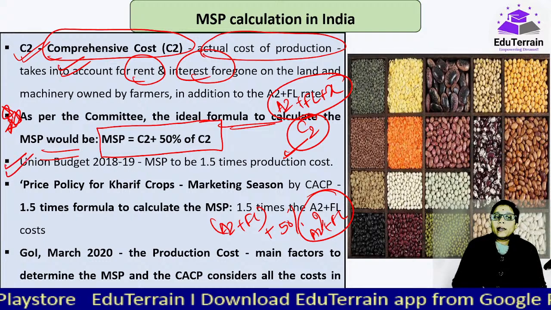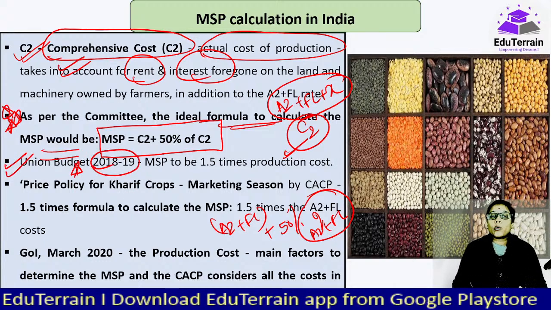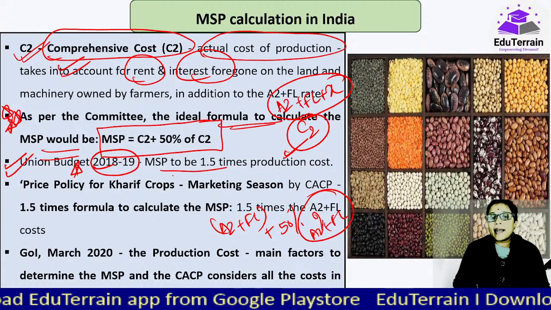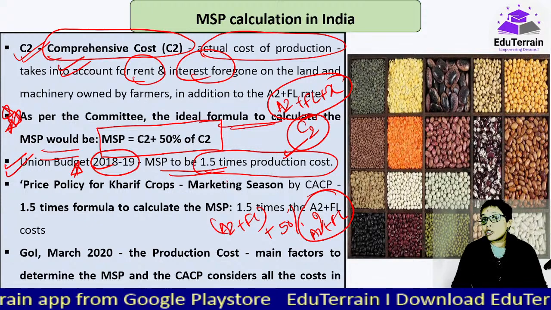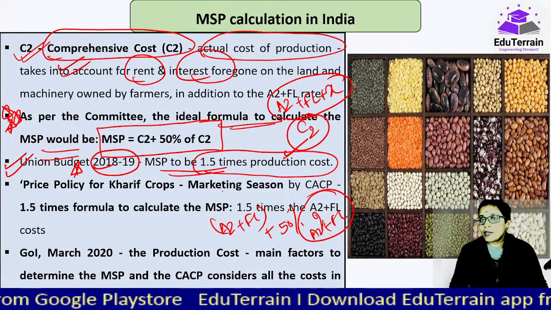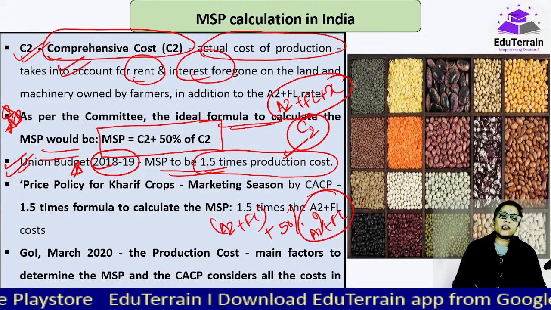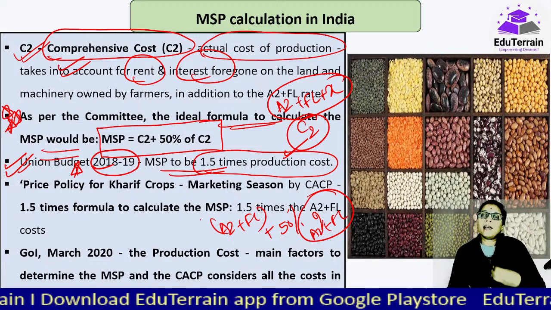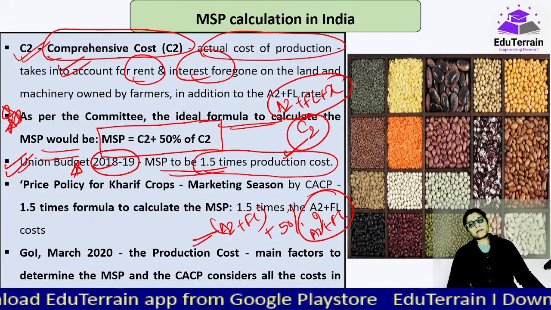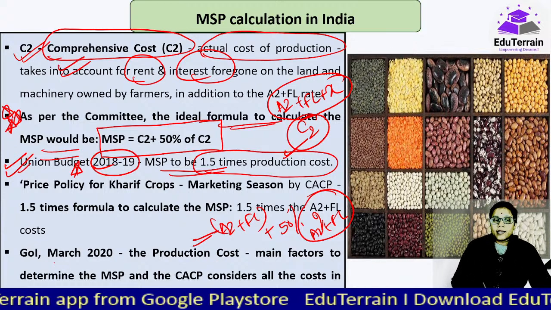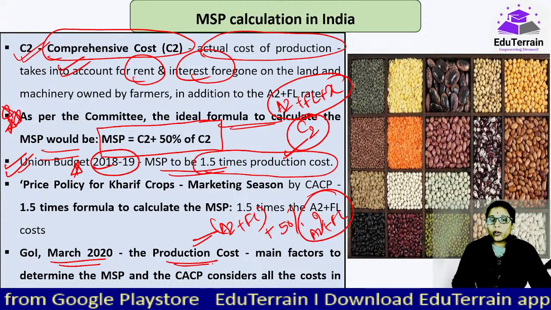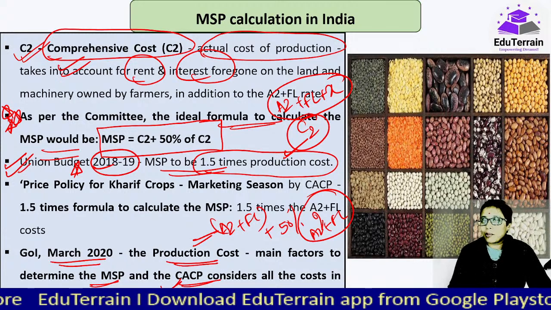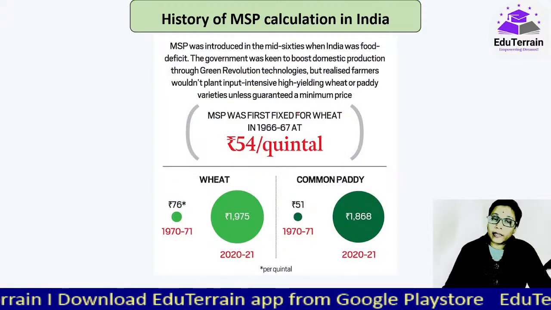Okay. Now, when did they declare this? Union Budget 2018-19. This is also important. एक सही formula दिया था, that was given in 2018-19 Union Budget. They said that MSP to be 1.5 times the production cost, that is A2 plus FL, not the comprehensive cost. This is what the Union Budget has said, as per which the price policy for Kharif crops, marketing season, as released by CACP, they always take it as 1.5 times the A2 plus FL. Okay. See, Government of India in March 2020 said that production cost would be one of the main factors to determine the MSP, and the CACP considers all the cost in a comprehensive manner. But production cost or the cost of production would be the main criteria.